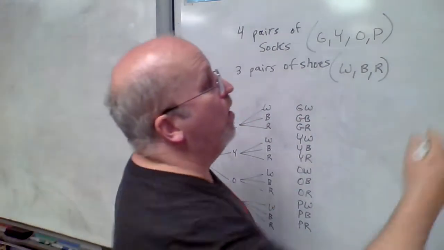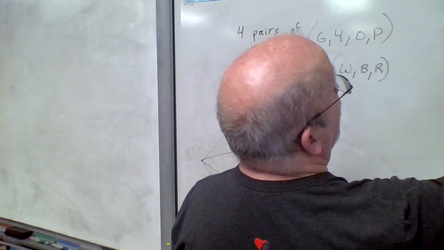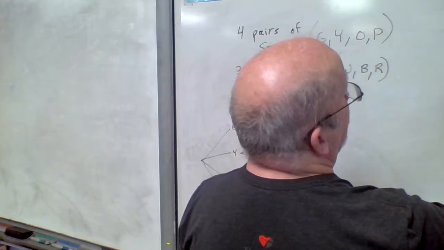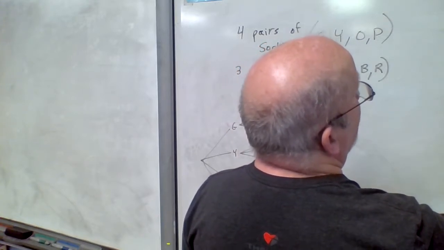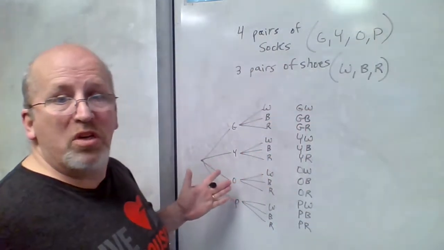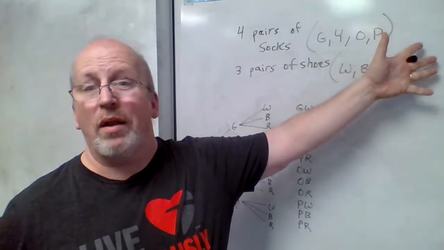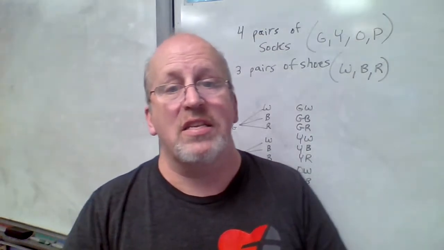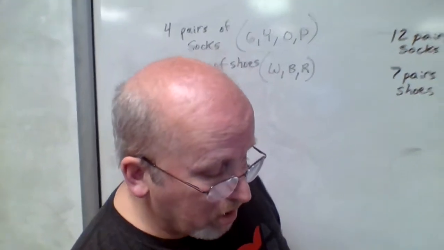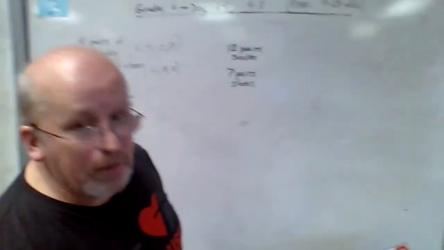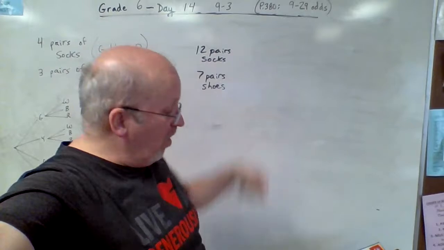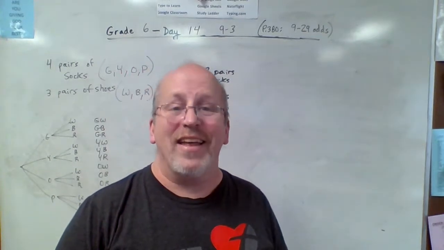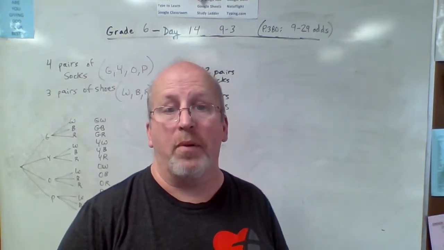What if, for example, somebody had 12 different pairs of socks, and what if they had 7 pairs of shoes? Then suddenly the tree diagram you would draw for something like this would be incredibly hard and big to create. So that's what today's lesson is about. How do you do this with larger numbers of events? Please take a look at page 378 and 379, read it carefully, and then come back and we're going to discuss some example problems.